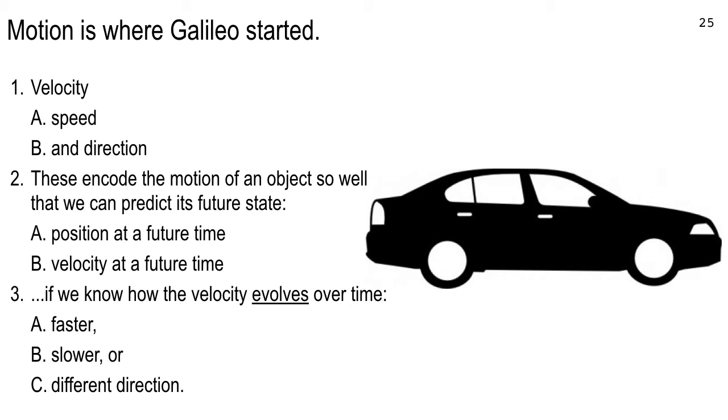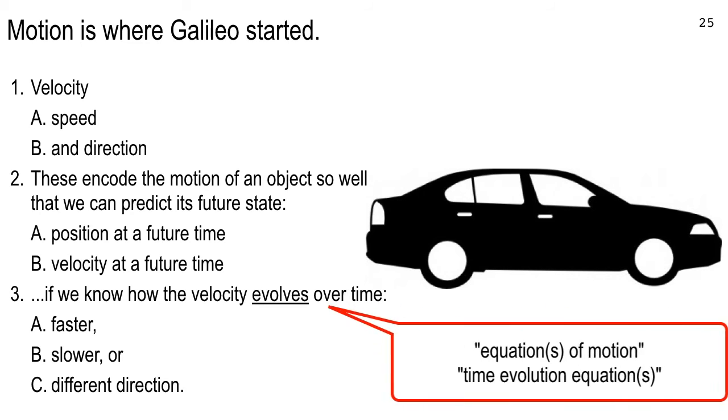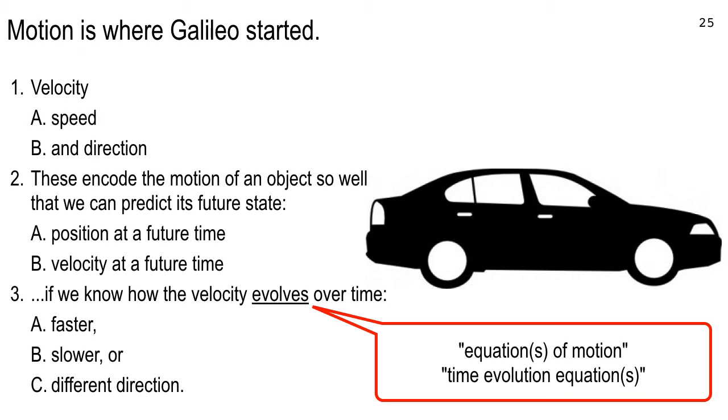So if you know how an object's velocity evolves over time, you can predict a whole lot. We call that knowledge the equations of motion or time evolution equations. If you know the time evolution equation for a baseball, and actually you guys know one of the two. There's two time evolution equations for a baseball. I showed you one just a few minutes ago.